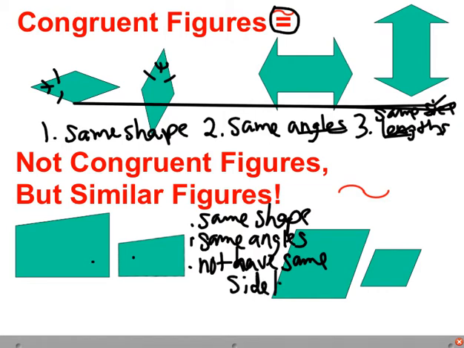Okay, not the same side lengths. But we could say that maybe this is ABCD, this is WXYZ. ABCD is similar to WXYZ, because it's the same shape, we have the same angles. And soon we'll talk about their proportionality. Between them, we have proportional sides.